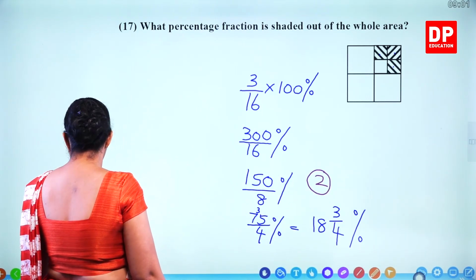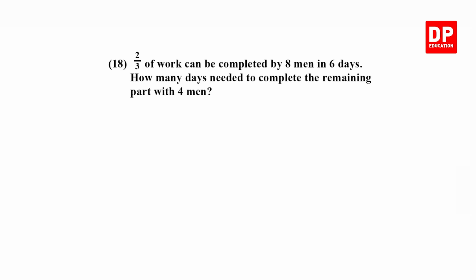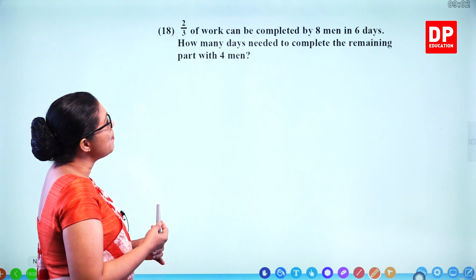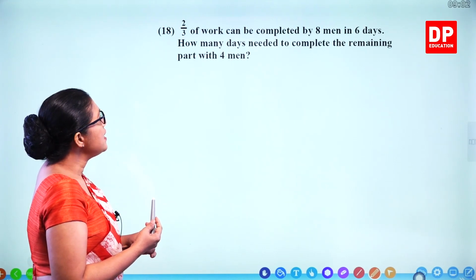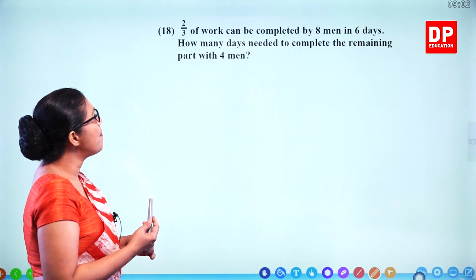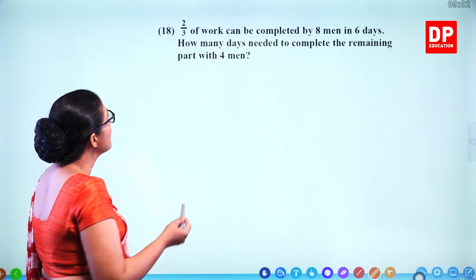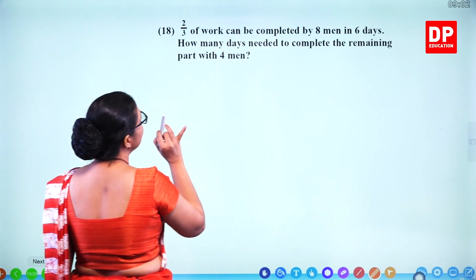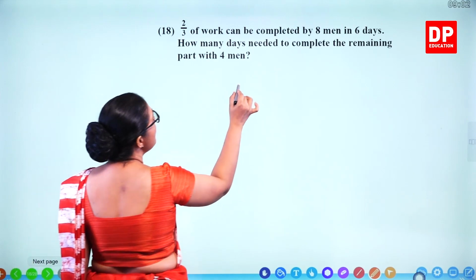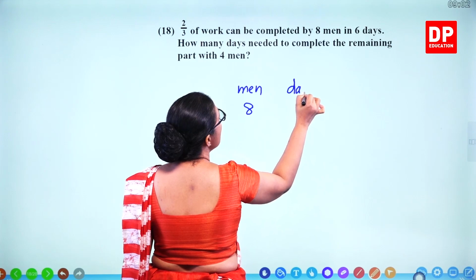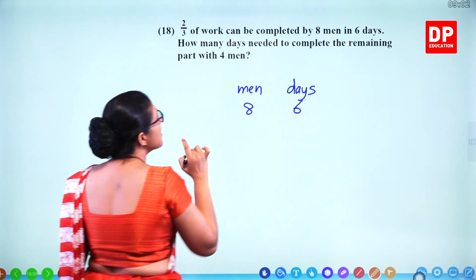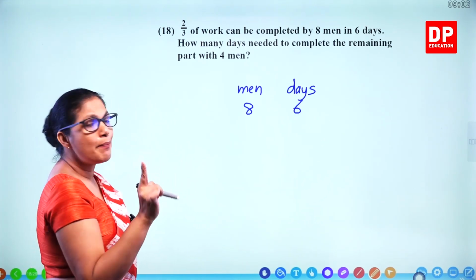Now we'll take the next one, the 18th one. 2/3 of work can be completed by 8 men in 6 days. How many days are needed to complete the remaining part with 4 men? So 2/3 of work can be completed by 8 men for 6 days. So what's the total man days?